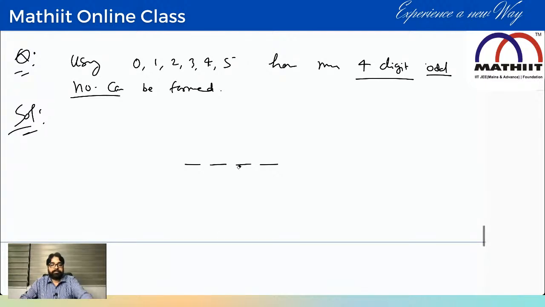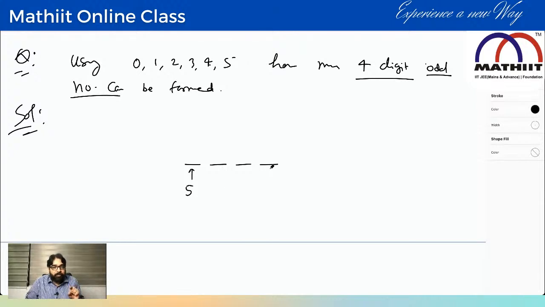Just look at here. This place, we have a restriction on the first place as well as the last place, because odd number means what? Last place should be an odd digit. And this 0 cannot come here. If I start filling from here, we will say this place can be filled in 5 ways.